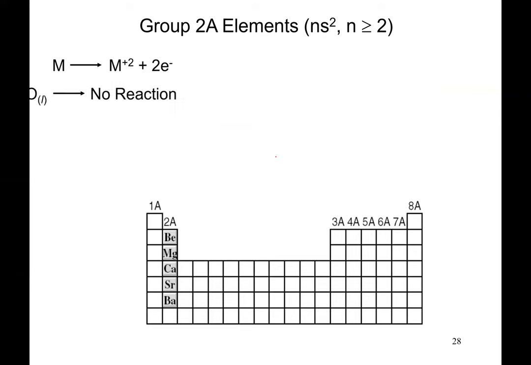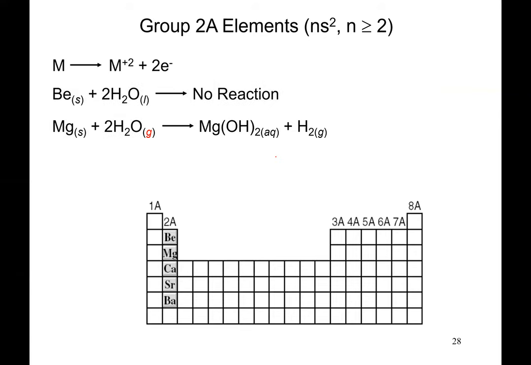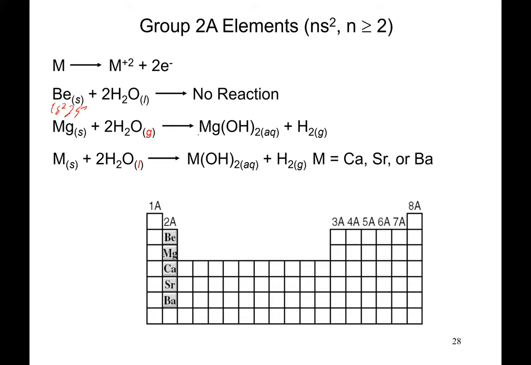And basically, if you look at these, they all react the same way, and beryllium plus water, no reaction for that one. Beryllium is very happy being 1s2, 2s2. It doesn't easily want to react with water, but magnesium will react with water under certain circumstances, as a gas when it's heated up. But it does react. It takes certain circumstances to do that. And then some other ones, calcium, barium, strontium, will also form the same kind of compounds.